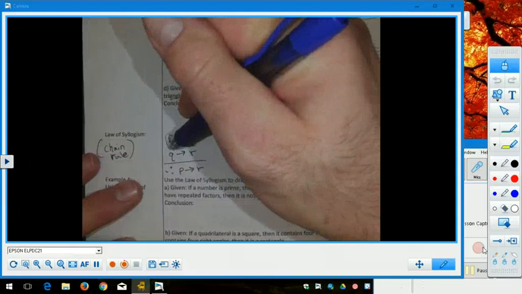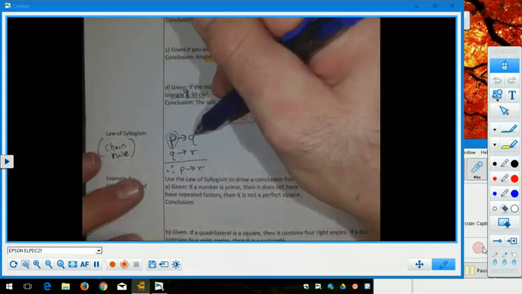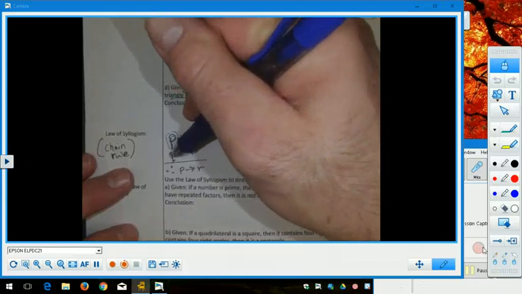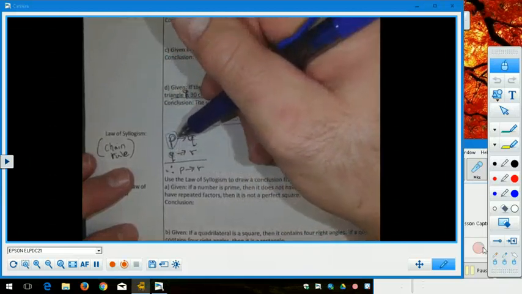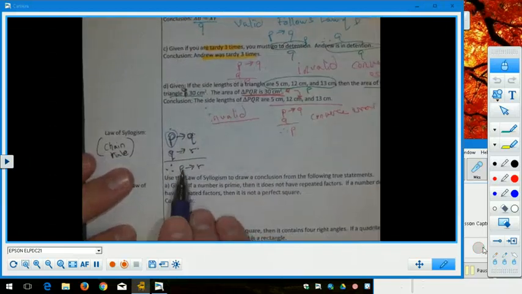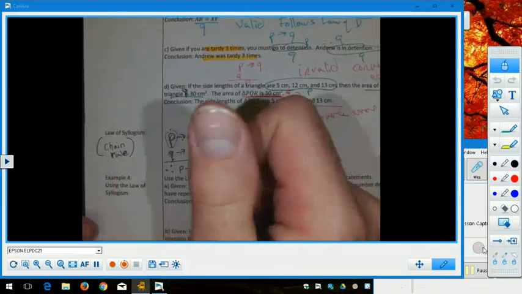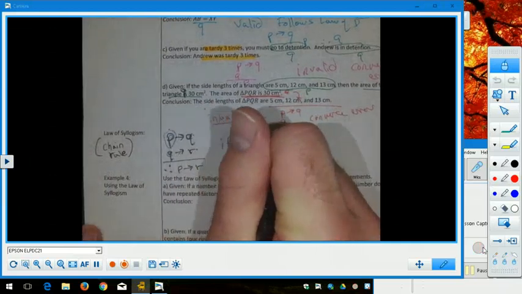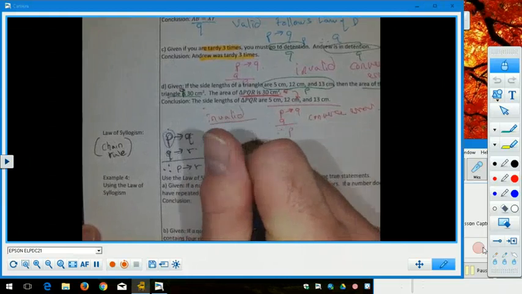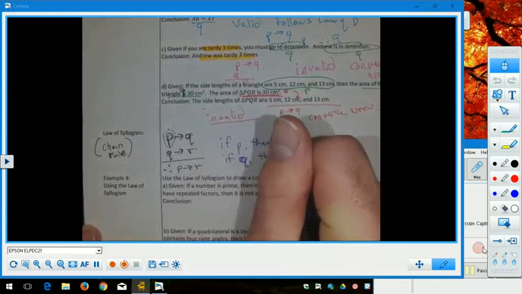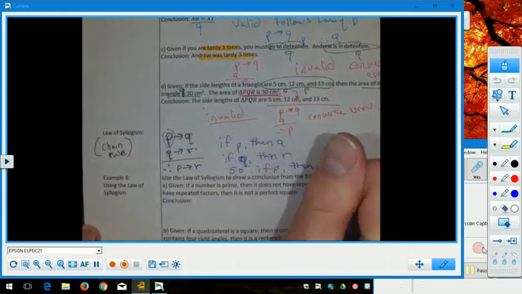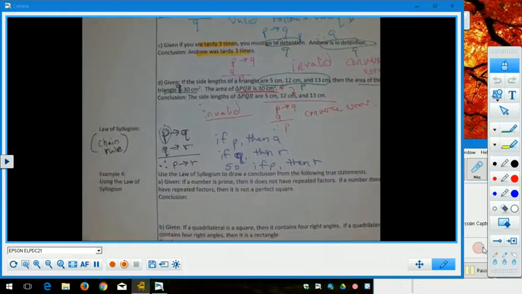If I start at P, there's my starting point, and take it to Q, then I can jump on another mode of transportation at Q to get me to R. So starting at P, I can end up at R, which is the conclusion. If I start at P, I can end at R. So if P, then Q. If Q, then R. So if P, then R.